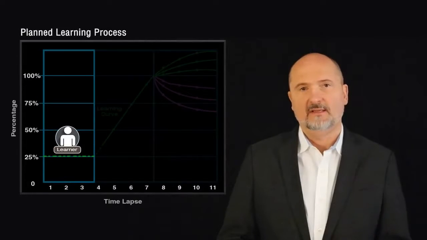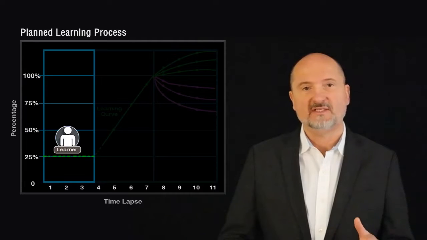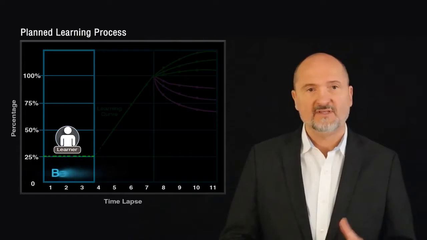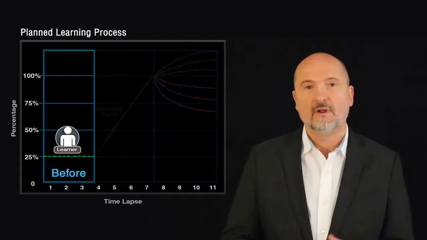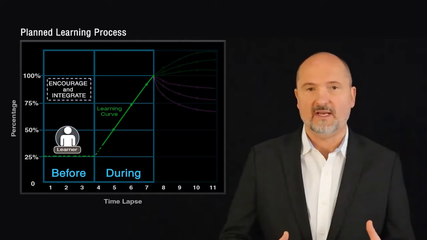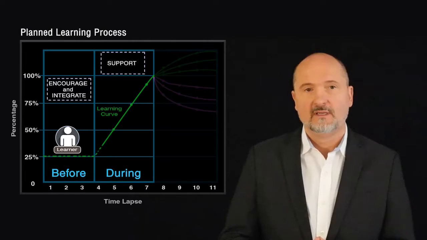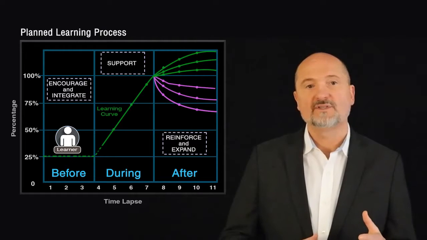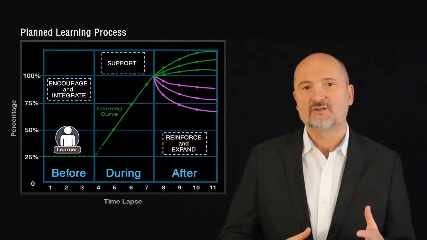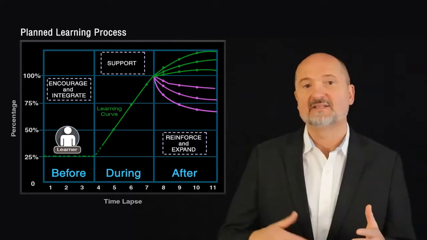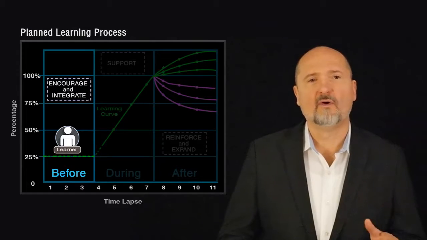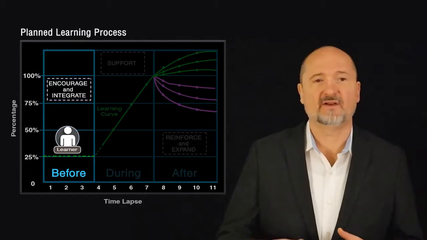The following graphic illustrates what we believe a successful learning process looks like. There are basically three phases. First phase, before training, where you encourage and integrate. Second phase, during training, where you support. And the third phase, after training, where you reinforce and expand, adding additional learning to the process as demonstrated by the green line. Let's start with the before training phase, encourage and integrate.